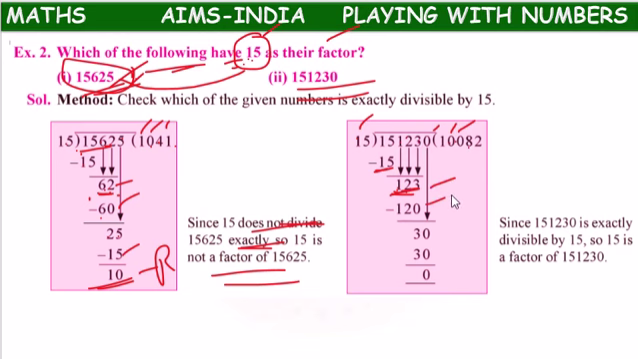15 times 8 is 120. 3 is remaining. Next 0 we will carry down. 15 times 2 is 30, remainder 0. So here the remainder is 0, which means exactly divisible. So it is a factor. So 15 is a factor of this second number, not of the first number.